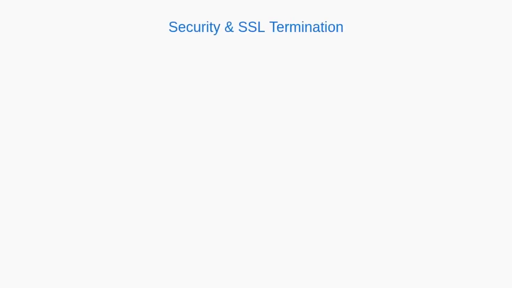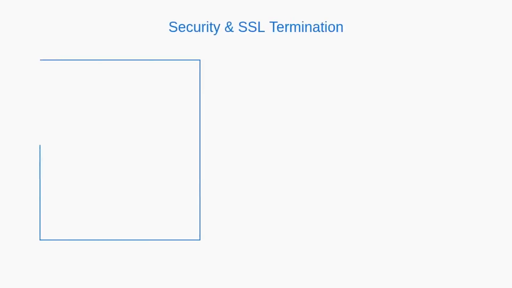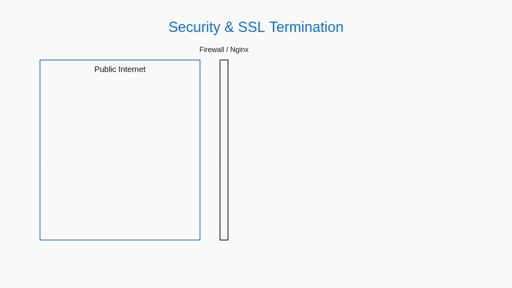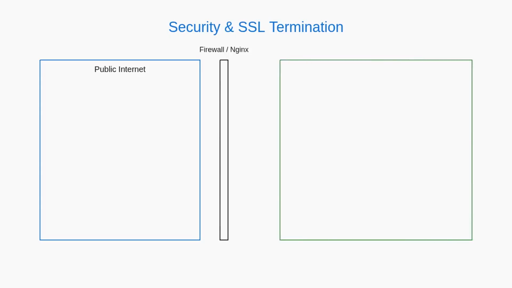Security is another massive reason to use Nginx. By putting a reverse proxy in front, you are essentially building a fortress wall. Your backend servers, which contain your sensitive data and code, don't need to be exposed to the public internet at all. They can live in a private network, and only Nginx knows how to talk to them. This makes it much harder for hackers to target your servers directly.